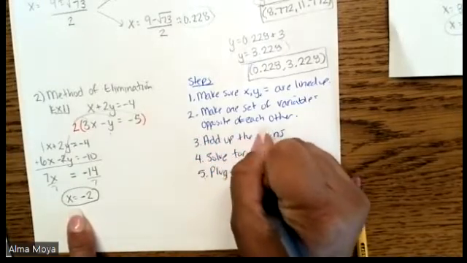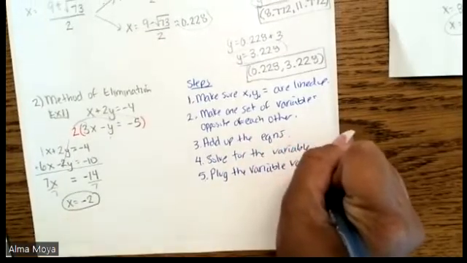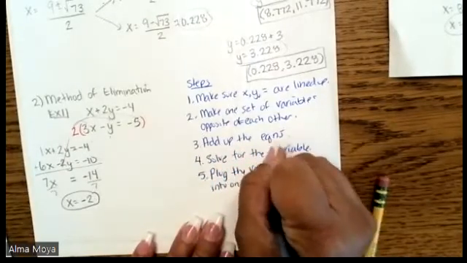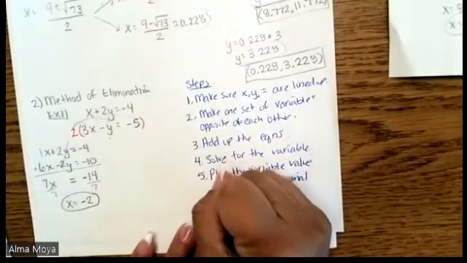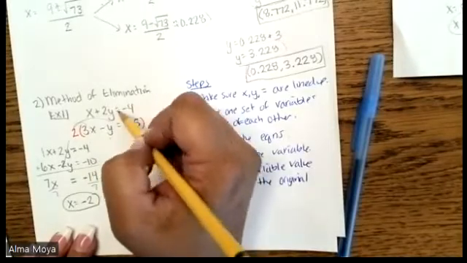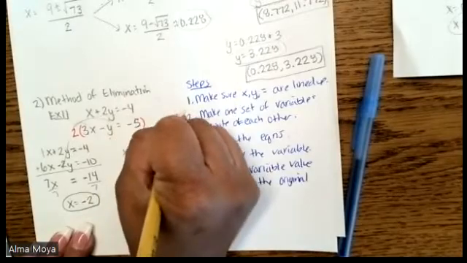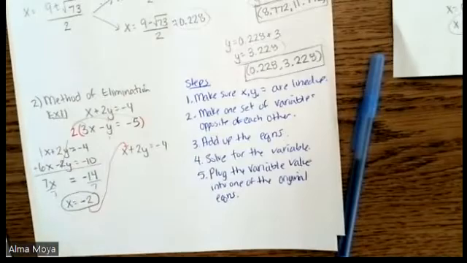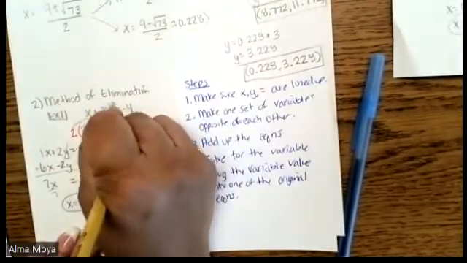So plug the variable value into one of the original equations. It doesn't matter which one we plug it into. I'll just plug it into the top. That says x plus 2y equals negative 4. Make sure you are plugging the negative 2 in where the x is at. So where the x is at, I'm going to erase it and plug in a negative 2.